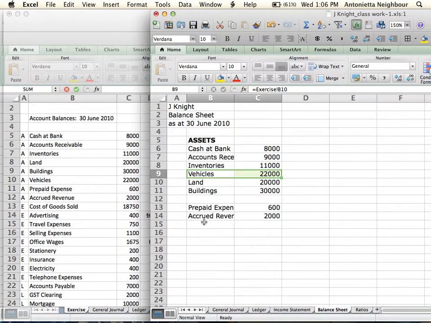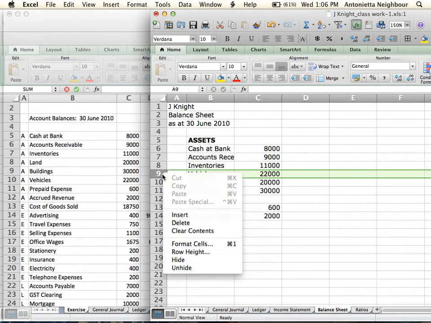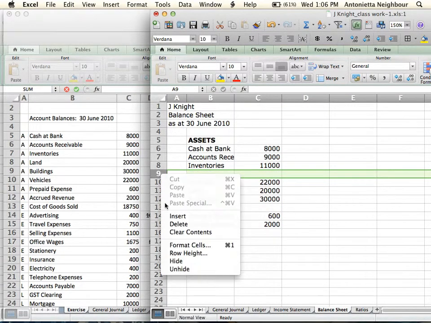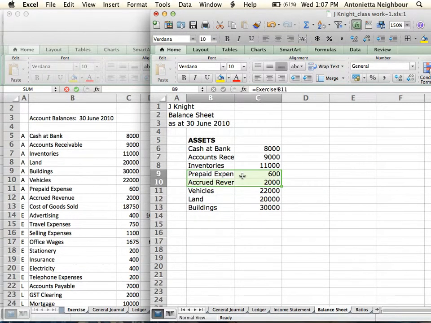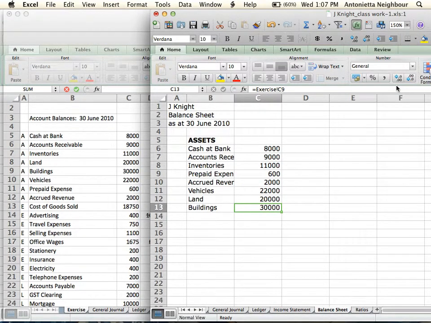Now, these are okay. Prepaid expenses and accrued revenues would go after inventory. So I want to insert 2 rows after inventories to move my balance day adjustment related accounts to that position there. So that now is in an acceptable order of liquidity. If you get land and buildings around the other way, that's okay. Motor vehicles and equipment, back to front, that's fine. But if you've got cash at bank down here, you are not going to be credited with being able to order assets in any type of liquidity.